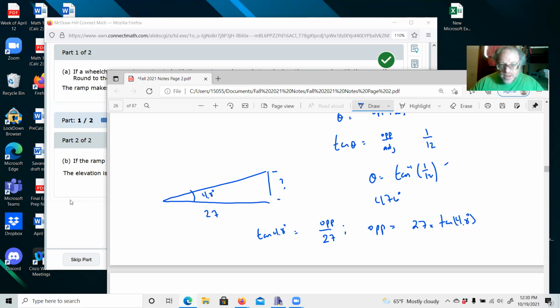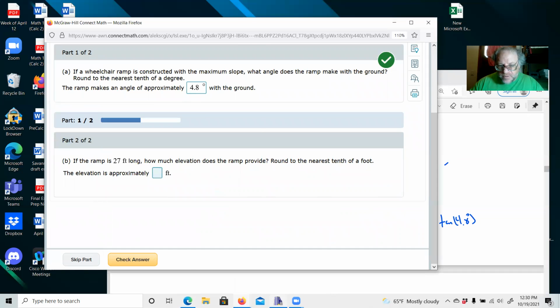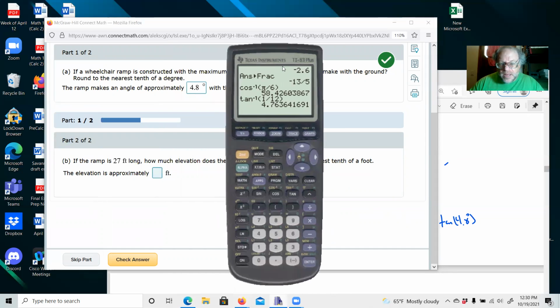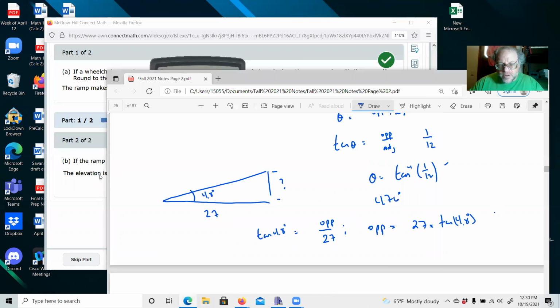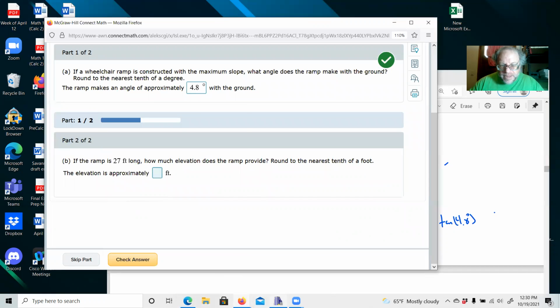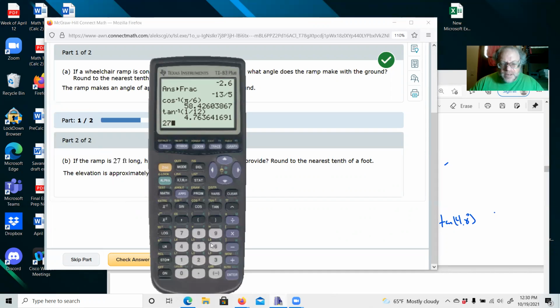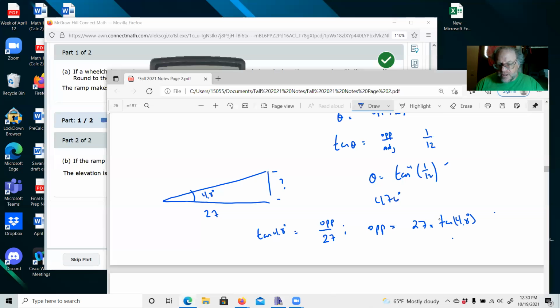So all we're going to do is say, great, that is going to be 27 times the tangent of 4.8 degrees, and hope for the best. Okay, 2.26, so I'm going to say there's going to be 2.3 height. 2.3 feet in height.